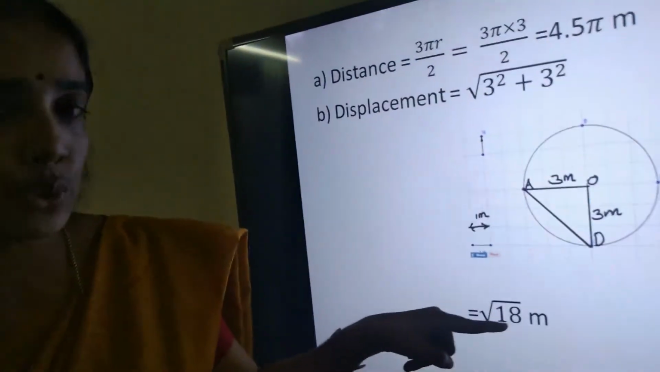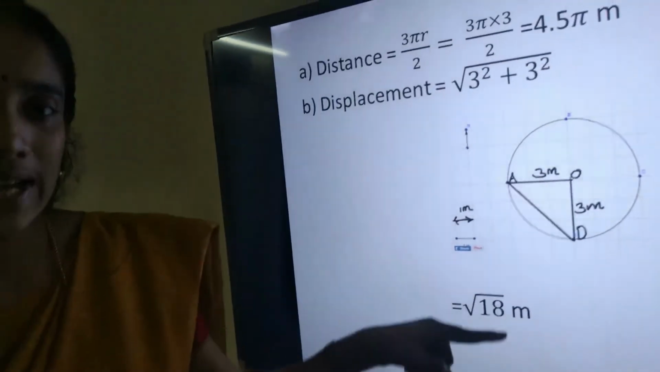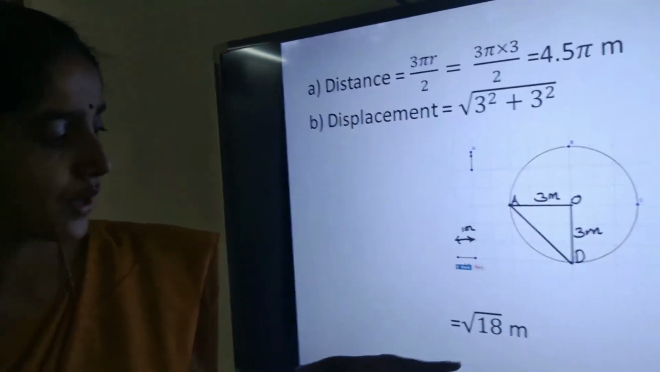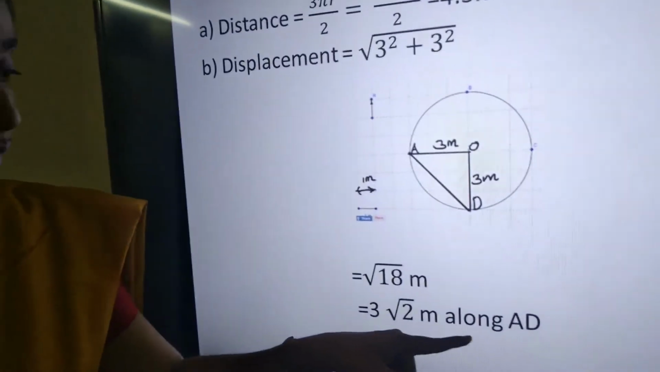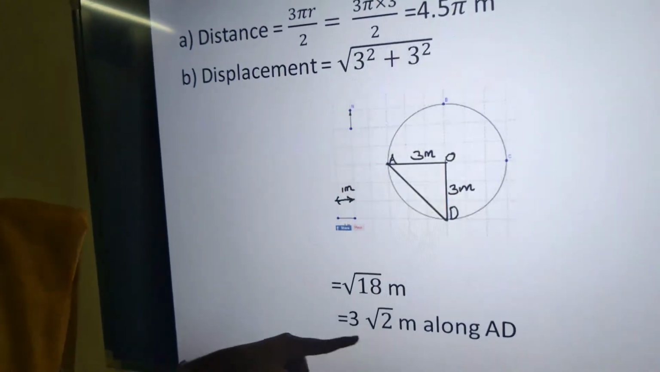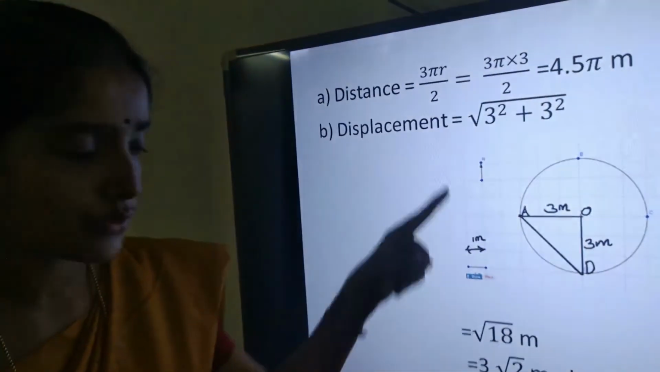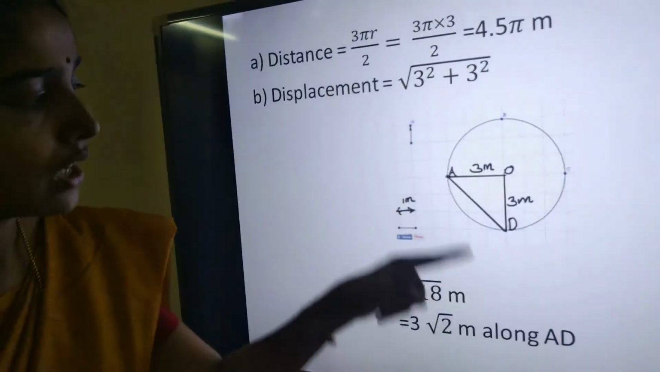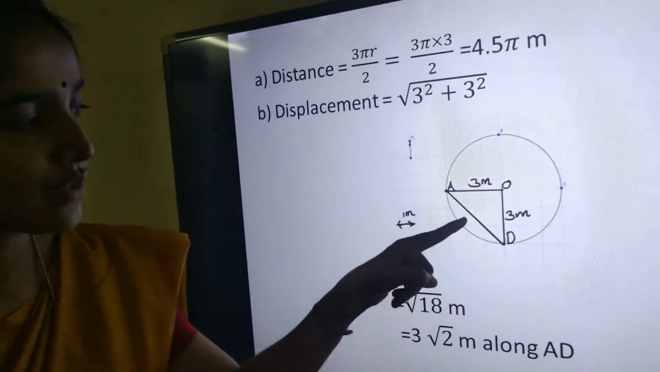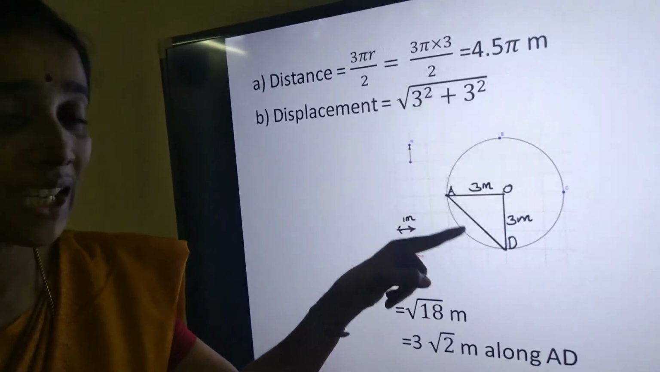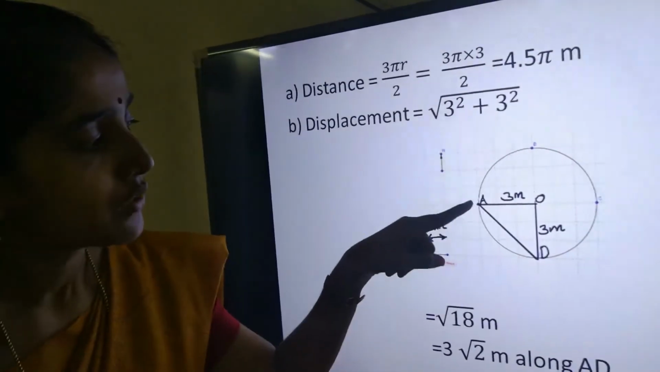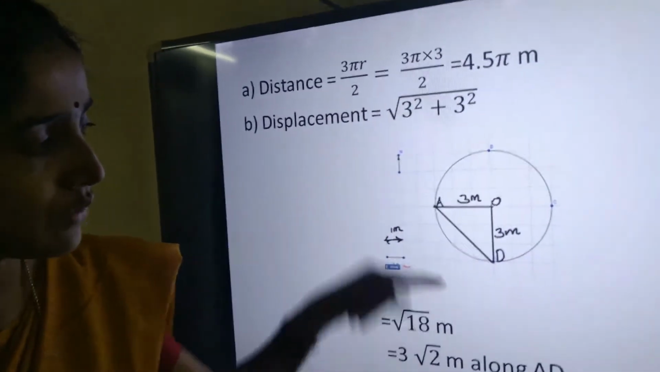Again meter, you know why it is so. Then 18 is 2 into 9. So the square root of 9 is 3. So you can write it as 3 root 2 meter. Now look here, this is the magnitude. But we know displacement is a vector. So we have to specify the direction as well. How will you show the direction? The direction will be such that it points towards the end position. This is the starting point, this is the end point. So it will be towards D.